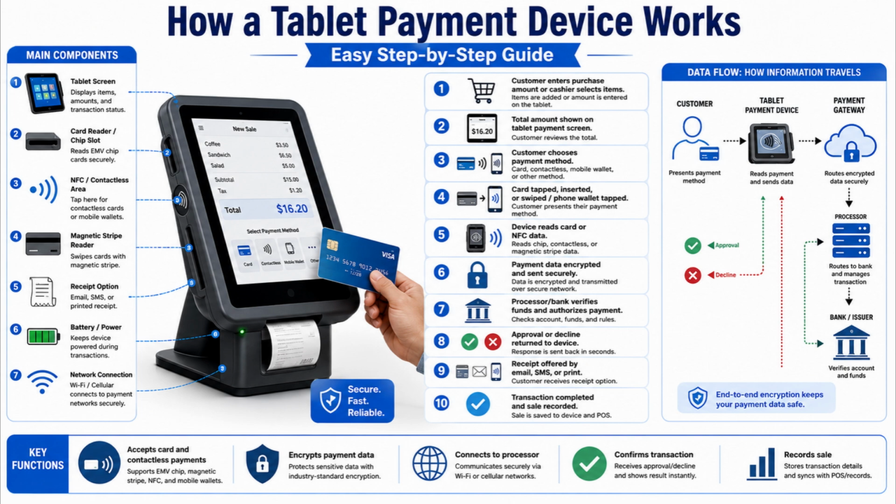Once the payment is approved, the tablet confirms the transaction on the screen. At the same time, the sale is recorded in the POS system, helping the business track revenue, inventory, customer orders, and transaction history. After that, the customer can receive a receipt. Depending on the setup, the receipt can be printed from the built-in printer, sent by email, or delivered through SMS. This gives the customer proof of payment and completes the checkout process.